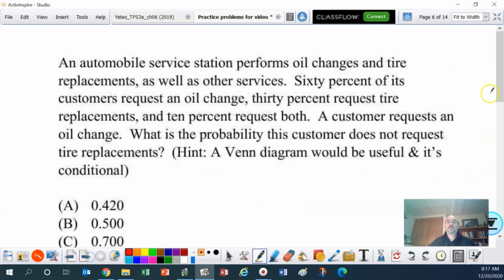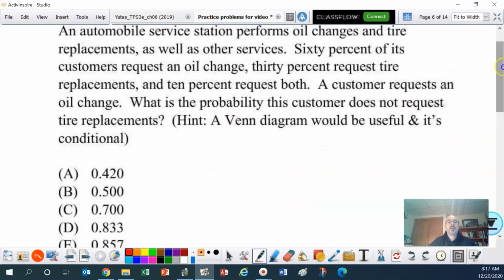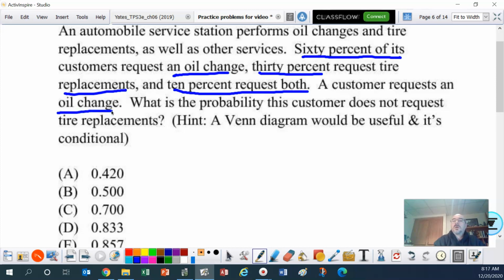All right, moving on. An automobile service station performs oil changes and tire replacement as well as other services. 60% of its customers request an oil change. 30% request tire replacements and 10% request both. A customer requests an oil change. What is the probability this customer does not request a tire replacement?